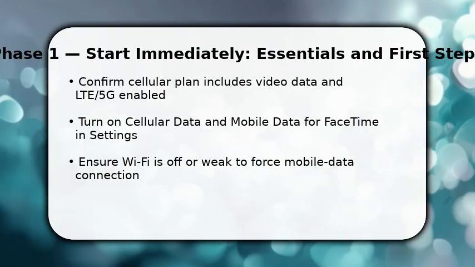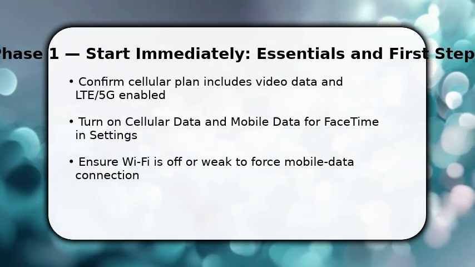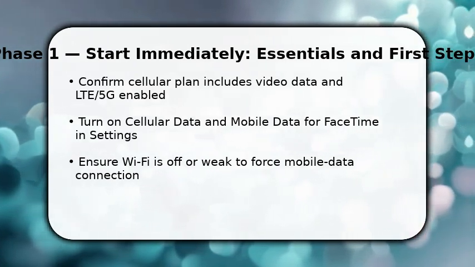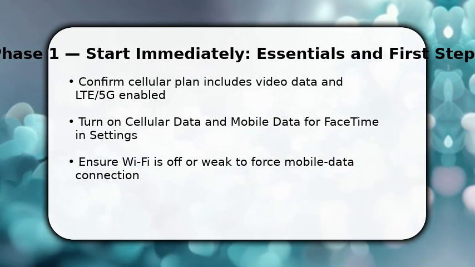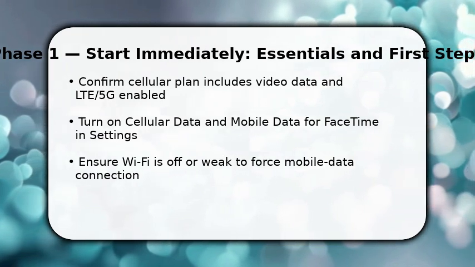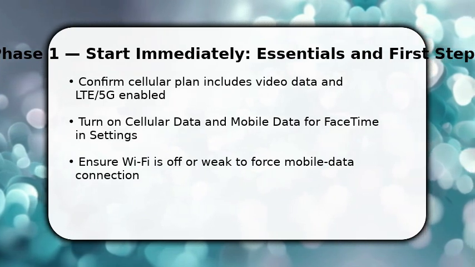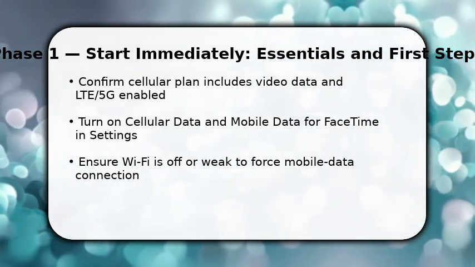Enjoy the video. You start by confirming your carrier allows FaceTime over mobile data and that you have LTE or 5G available. This matters because video uses more bandwidth. Open Settings, then Cellular, and enable cellular data. Next, scroll to FaceTime and toggle mobile data on so FaceTime can use cellular.